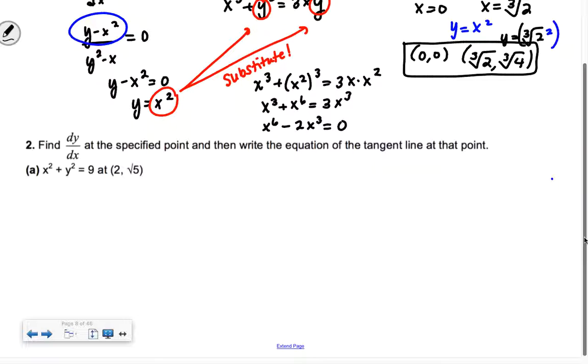All right, so dy over dx. So we're finding dy over dx at the specified point. This is just like your homework problems. These should not take you very long. So let's try it. So be an active note taker. Try along with me. See if you get it.